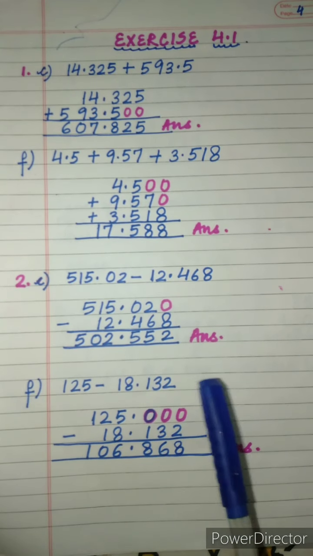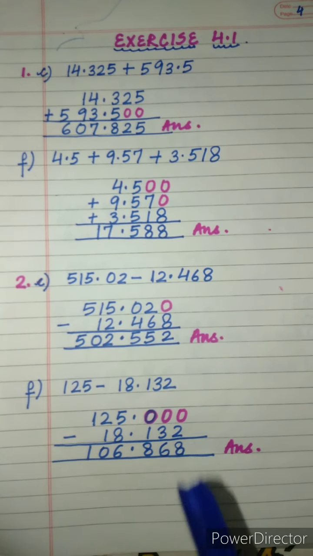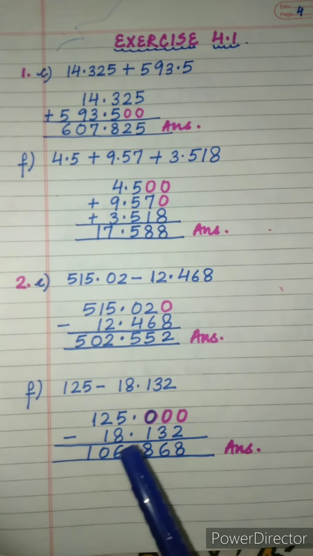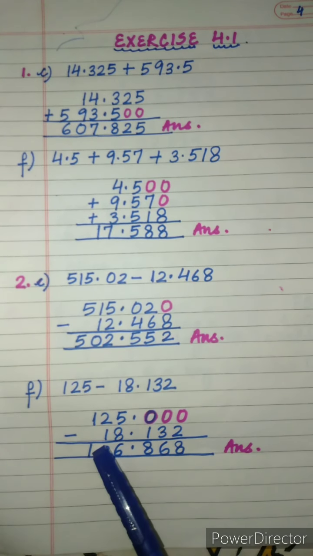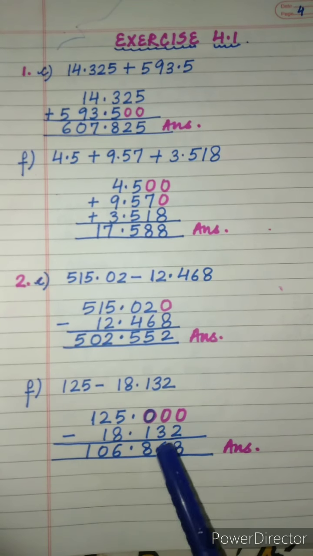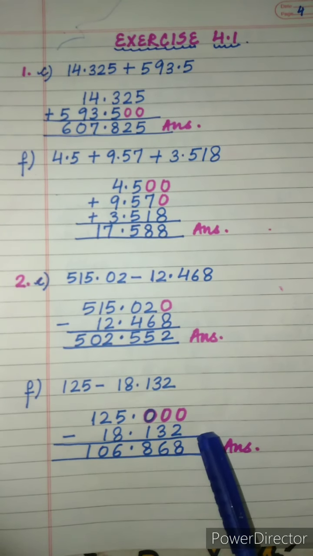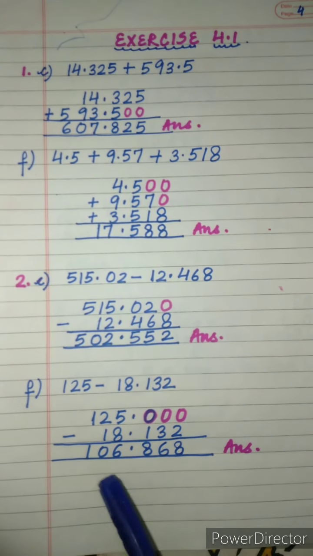We'll write it as 125.000. Why 3 zeros? Because the other number has 3 decimal places. Then this decimal here, on the left we have 18, so we write 18, and on the right we have 132, so we have written 132. So when you subtract, your answer will be 106.868.